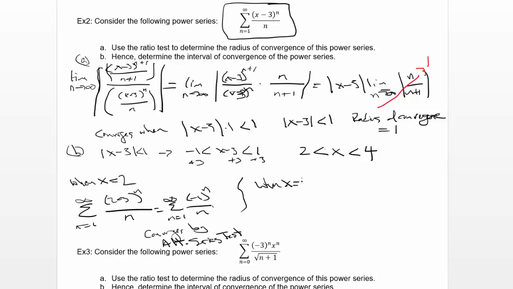When x is the other endpoint, we get this series of 4 minus 3 this time. And 4 minus 3 is 1. This is 1 to the n over n, or 1 over n. And this series diverges because it's harmonic.